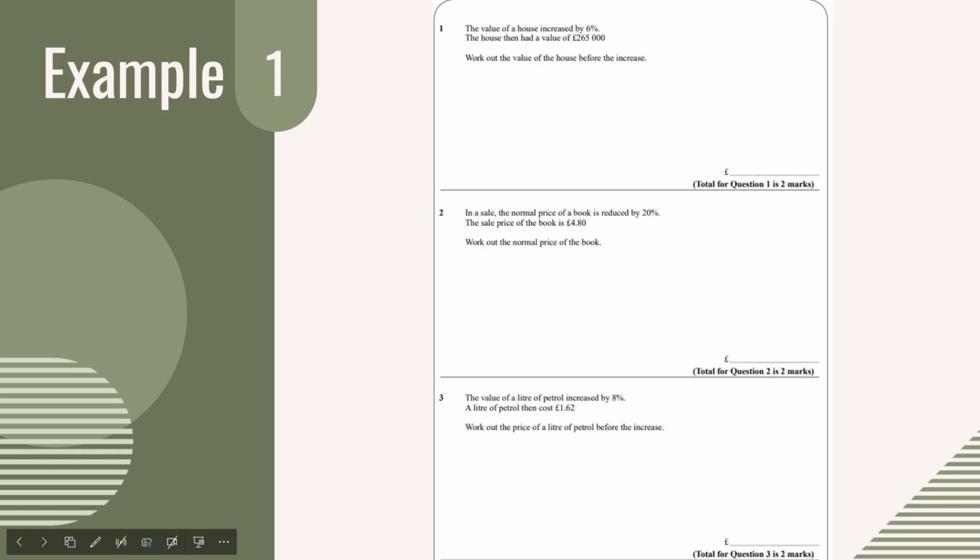Now it's time to have a go at some Maths Genie exam questions on reverse percentages. Have a go, pause the video and unpause when you've done.